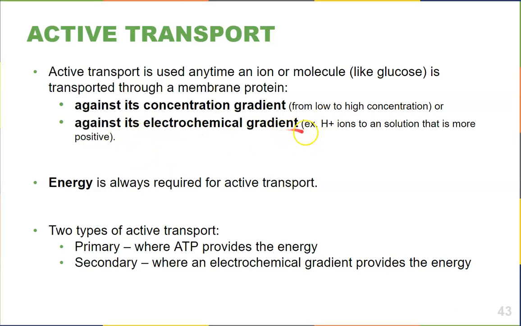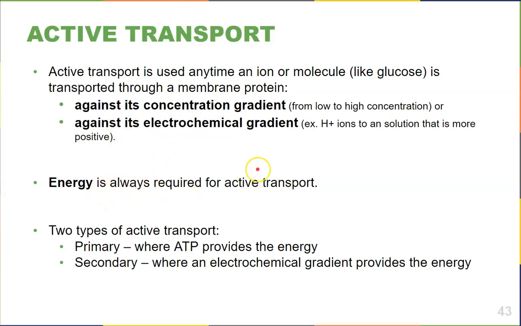Electrochemical gradients can be set up where one side of the membrane is very positively charged and the other side doesn't have a charge or it's negatively charged, and we're trying to push more positively charged towards the positive side. So these two things are happening against the gradient, and so we're going to have to use energy to make it happen because it just doesn't happen on its own. It's against physics.